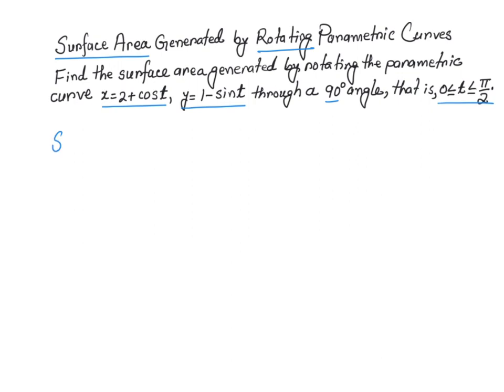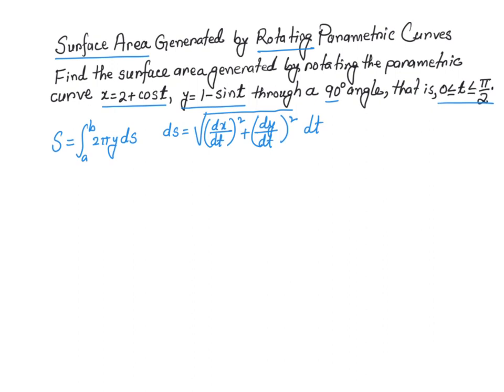Now the surface area generated by rotating a parametric curve is given by S is equal to the integral from a to b of 2 pi times y ds. Now what is ds? ds is nothing but the square root of (dx over dt) whole square plus (dy over dt) whole square dt. Now the problem is very straightforward. What I'm going to do is find dx over dt, square it, find dy over dt, square it, and then plug those values into the ds formula and then plug it back into the integral there.